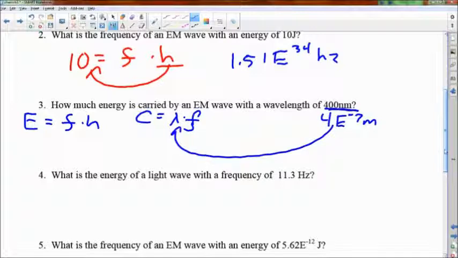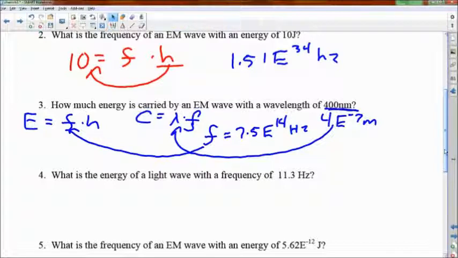We can then put that in here with the speed of light. So we'll divide the speed of light by 4 e to the negative 7th. We get a frequency then of 7.5 e to the 14th hertz. And now we can take that and multiply by Planck's constant to find an actual energy. So when we multiply by Planck's constant, we end up with 4.97 e to the negative 19th joules.